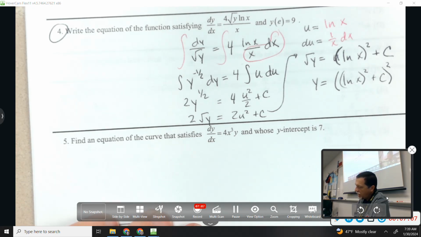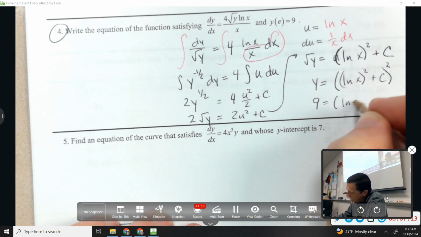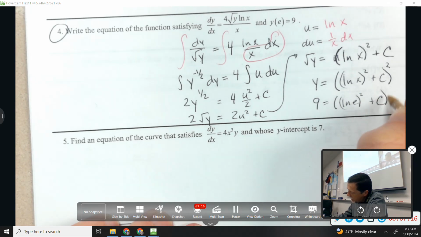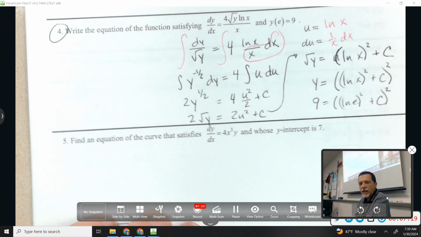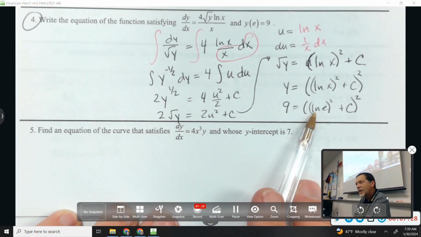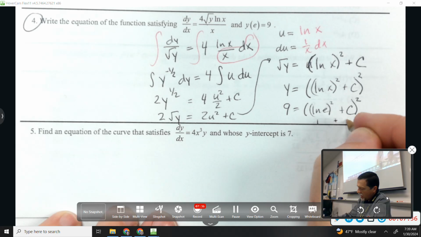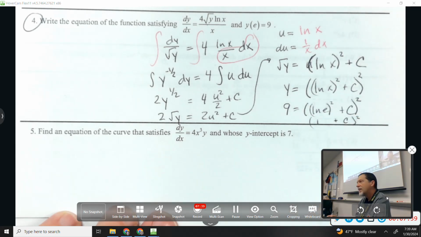And if I plug in e, I'm supposed to get 9. So let's see, 9 equals natural log of e squared plus c squared. Some of you are going to be able to figure this out quicker than others, but what's the natural log of e? 1. So can you just tell by looking what c needs to be, so that if I square it, I get 9? Kind of shortcutting some algebra steps here, but what does c need to be so that if I add 1 and square it, I get 9? 2.